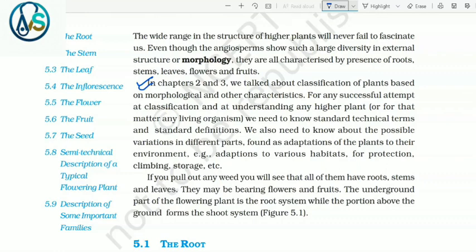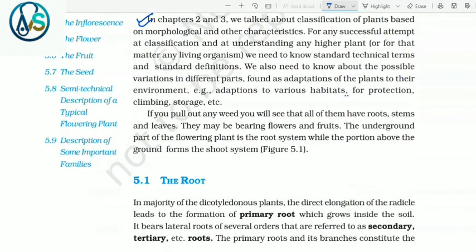In chapters 2 and 3, we talked about classification of plants based on morphological and other characteristics. For any successful attempt at classification and at understanding any higher plant, or for that matter any living organism, we need to know standard technical terms and standard definitions. We also need to know about the possible variations in different parts, found as adaptations of the plants to their environment. For example, adaptation to various habitats for protection, climbing, storage, etc.